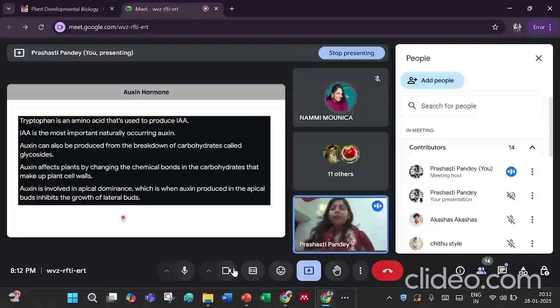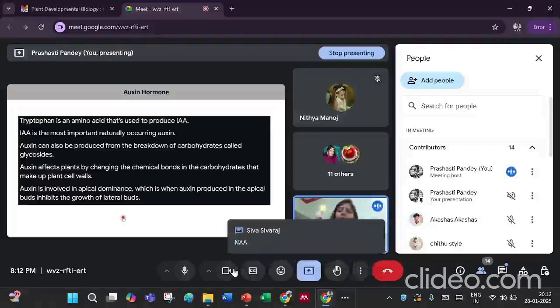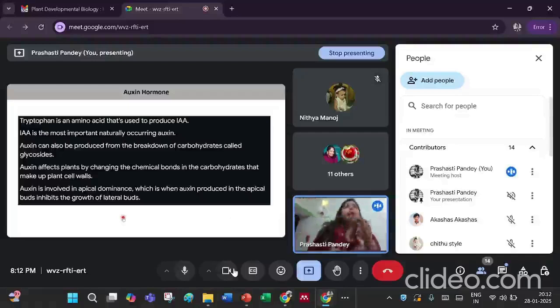So basically these are the hormones which regulate. There are very many different kinds of hormones. So plants are very.